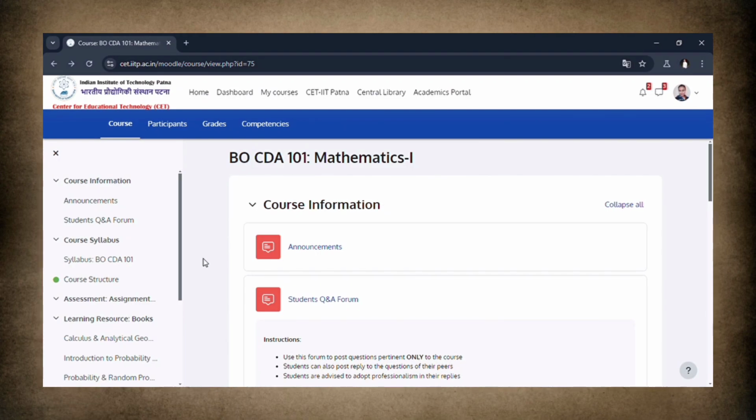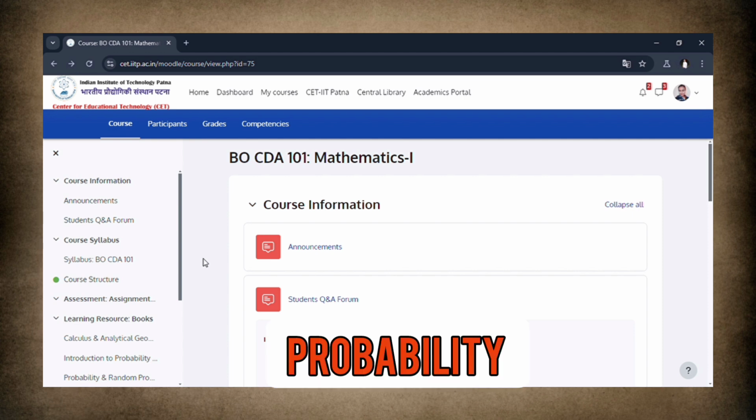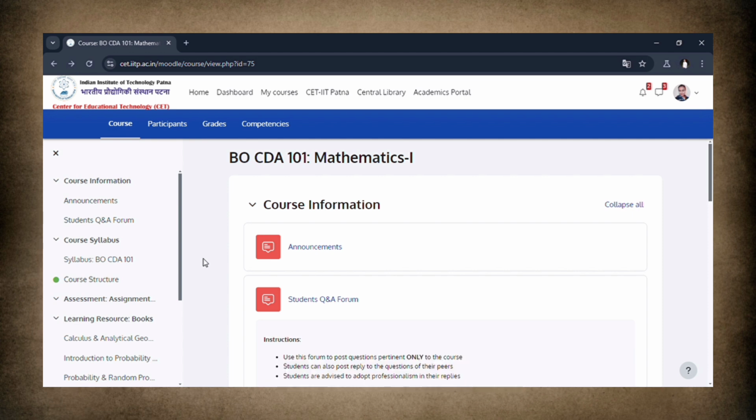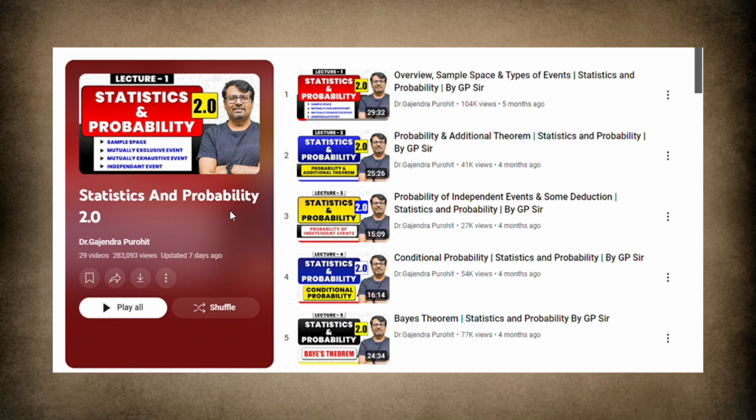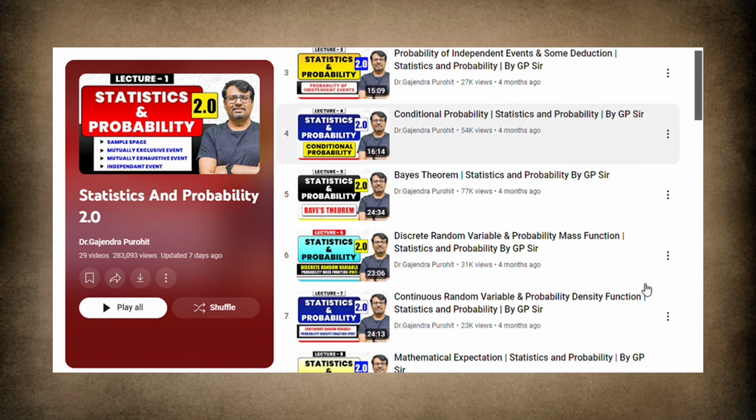In first semester, you have a CDA 101 mathematics course where you have to learn more about probability. And so I recommend you Statistics and Probability 2.0 created by Dr. Gajendra Purohit. Okay, and here you can clear your concepts easily.